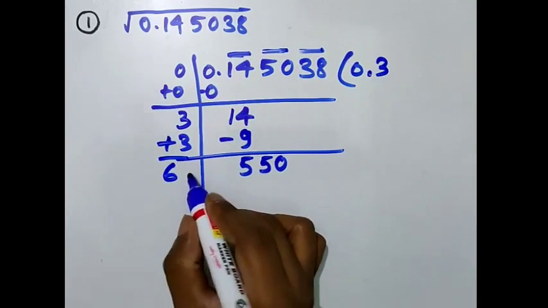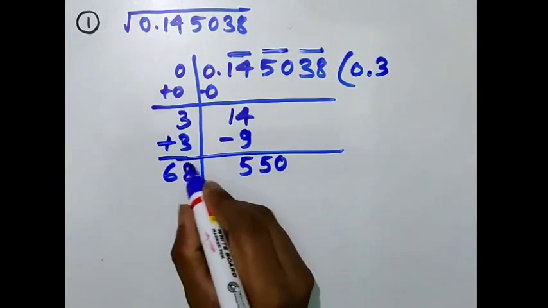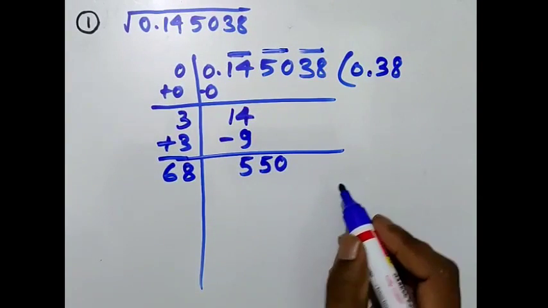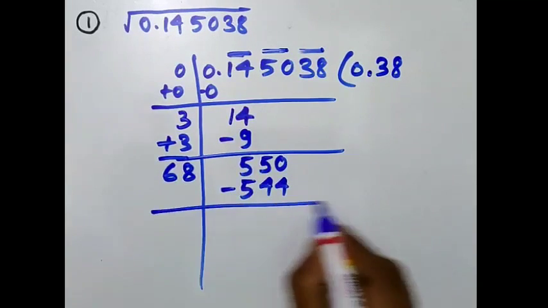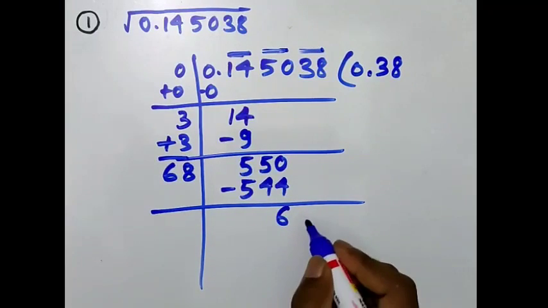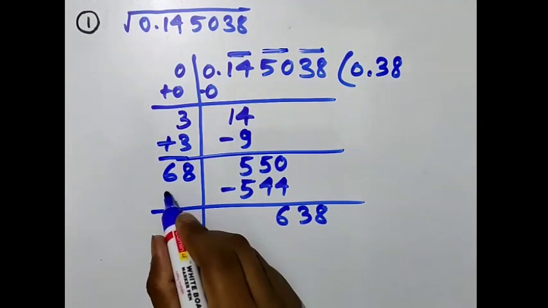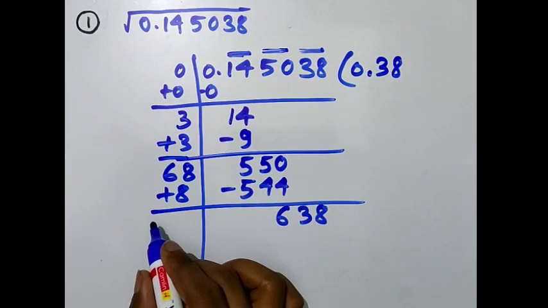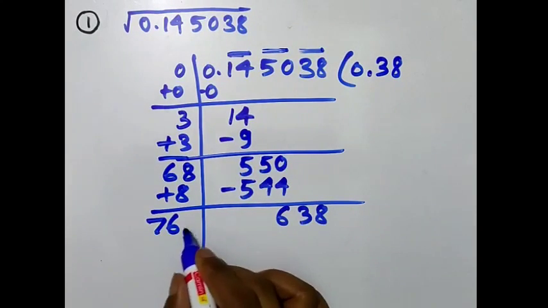Now what number should I take here and multiply to get 550? Let's take 8 and multiply by 8. What will we get? 544. Let's subtract this. So we'll be left with 6, and then we'll bring down 38. Now we'll add the same number that we have multiplied there. 68 plus 8 will give us 76.